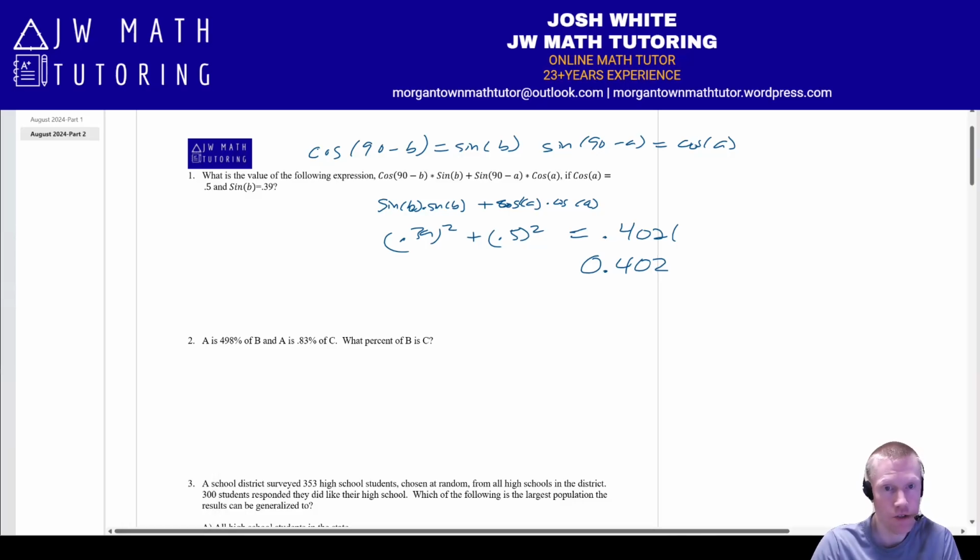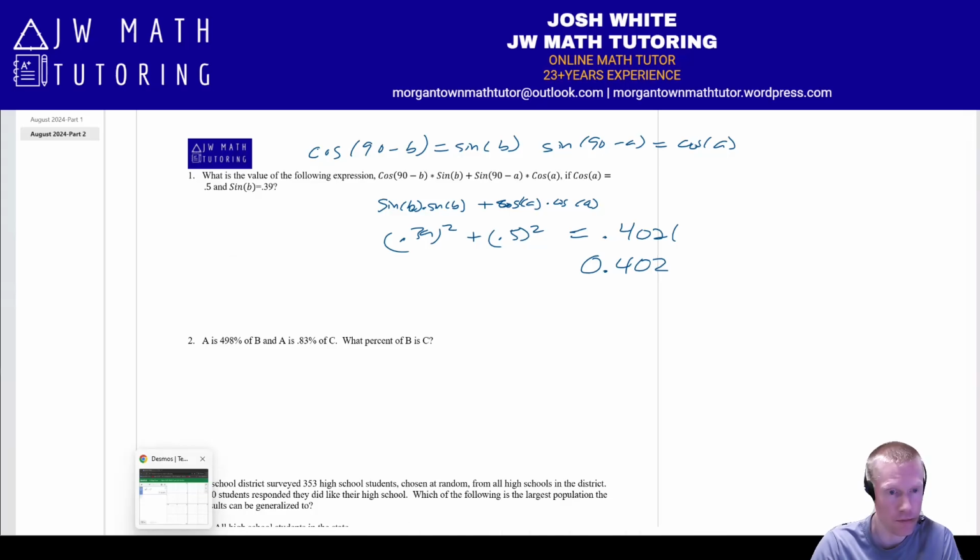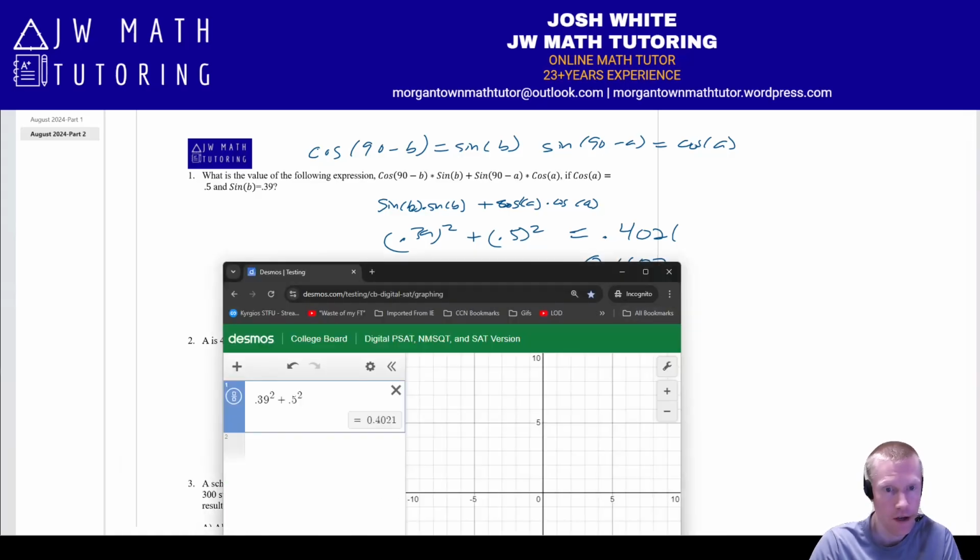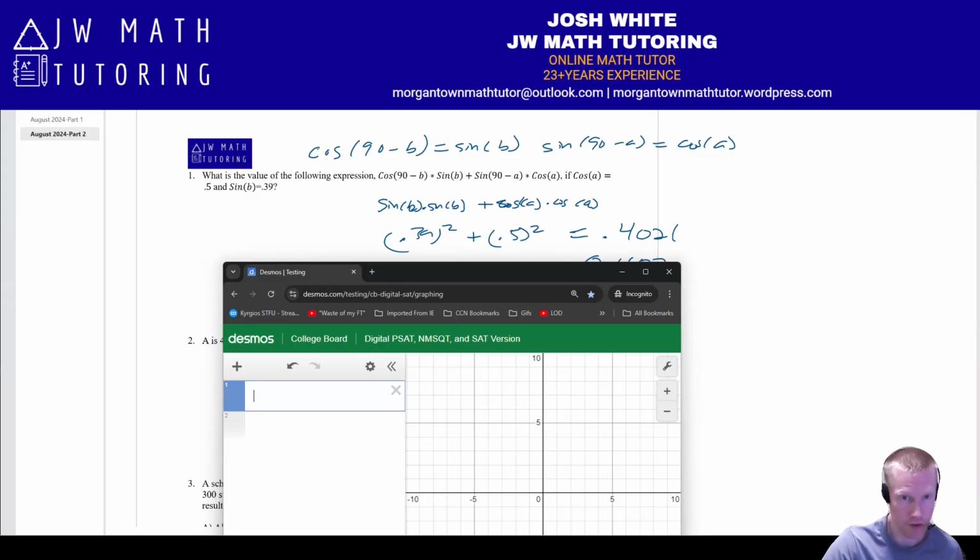Now, let's say you didn't know those cosine and sine properties. Basically, it's properties of complementary angles. But here's how you could still solve this entire thing in Desmos. You're told the cosine of A is equal to 0.5. All right. So I'm just going to use inverse cosine and do that for 0.5 to figure out what the value of A is.